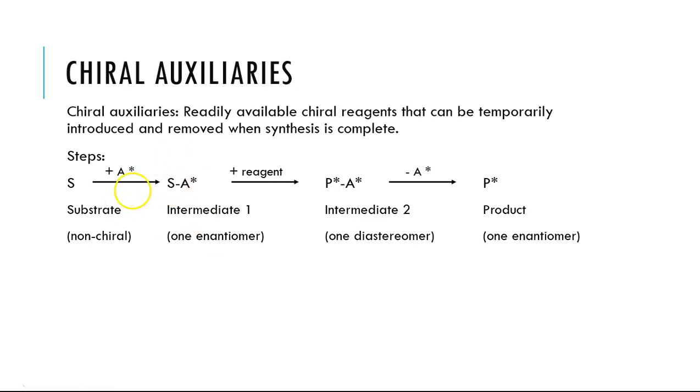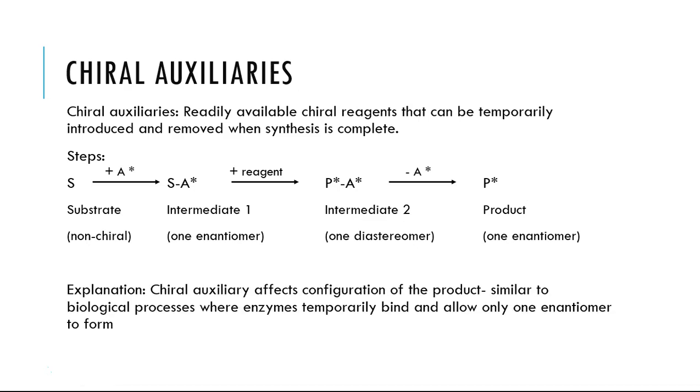Now, with the auxiliary attached to the substrate, I'm going to add whatever reagent or reagents are needed to produce my product, and then I'll make my chiral product that's still attached to the auxiliary. We'll talk about the significance of that in just a second. Then I'll remove my chiral auxiliary and I'll be left with a product that is predominantly one enantiomer. So basically what the chiral auxiliary does is it affects the configuration of the product.